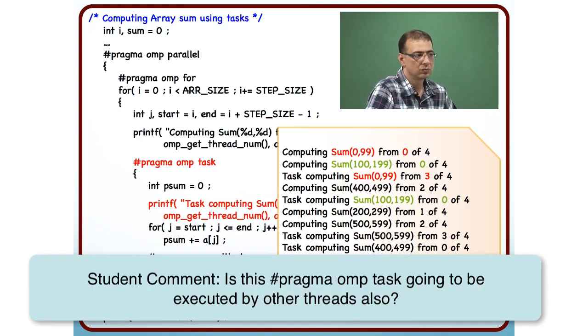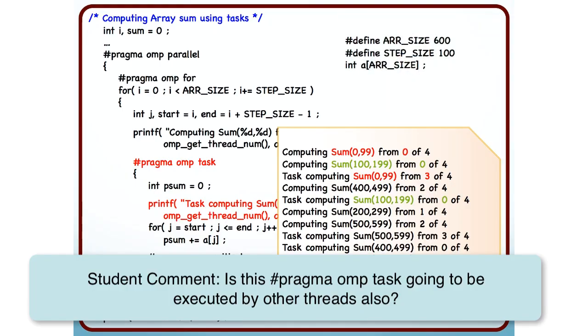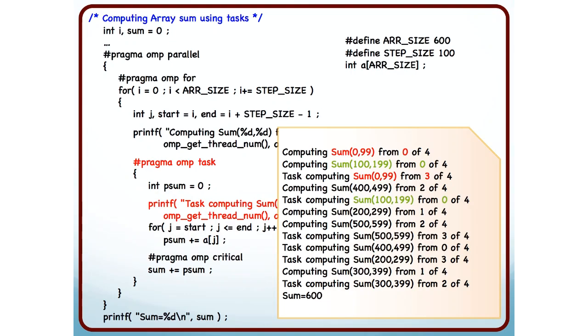So once I have hit the pragma OMP task by any thread, then is it going to be hit by another thread? So remember, there are multiple threads which are executing this code.